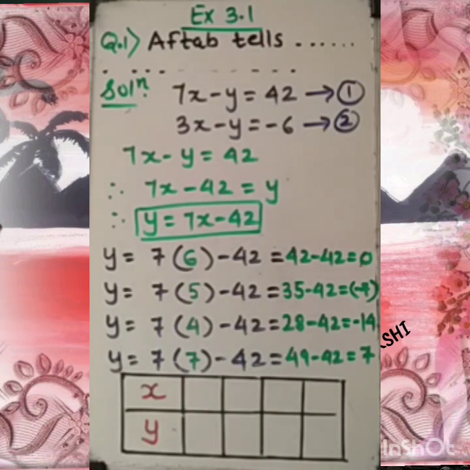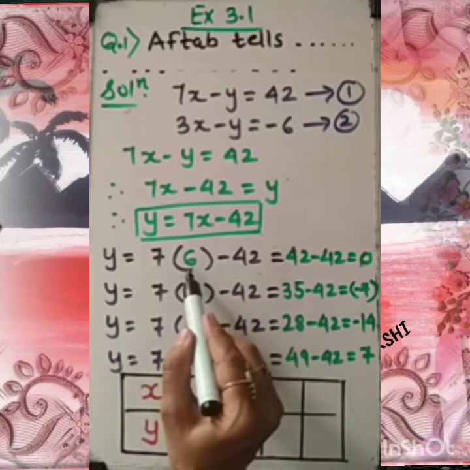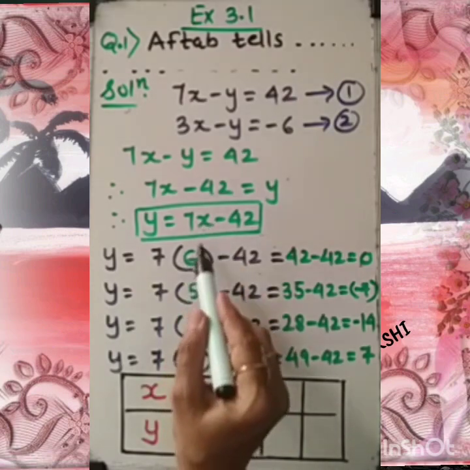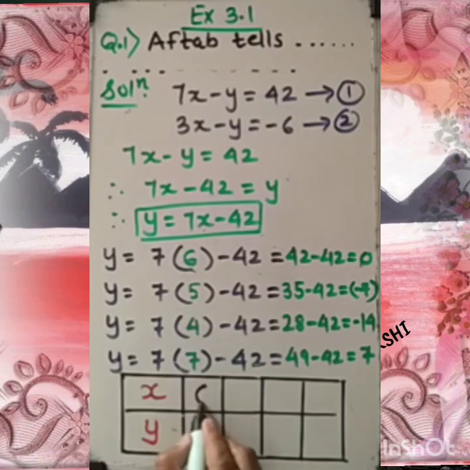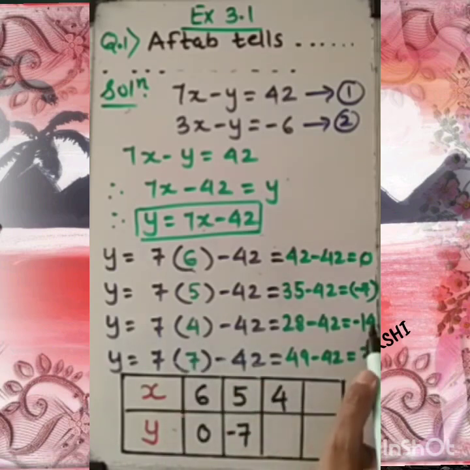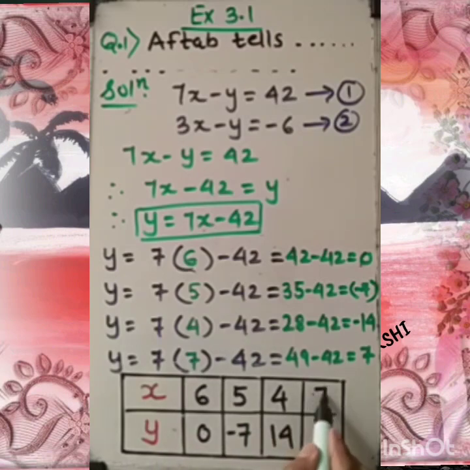As you have seen here, for the first time, this value which I have taken for x, in place of x I have chosen this value. So first for x = 6, the answer of y is 0. Then I have taken 5, and the answer is coming minus 7. If I am taking 4, then this is 14. If I am taking 7 here, then I am getting 7.